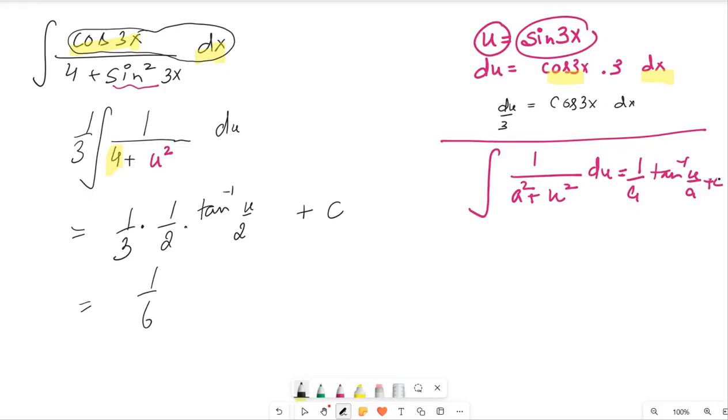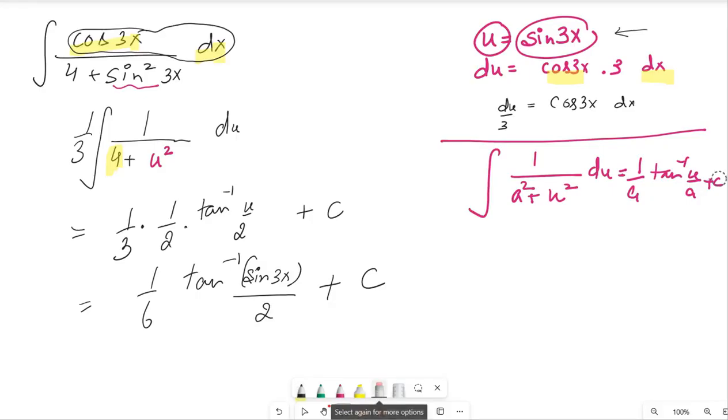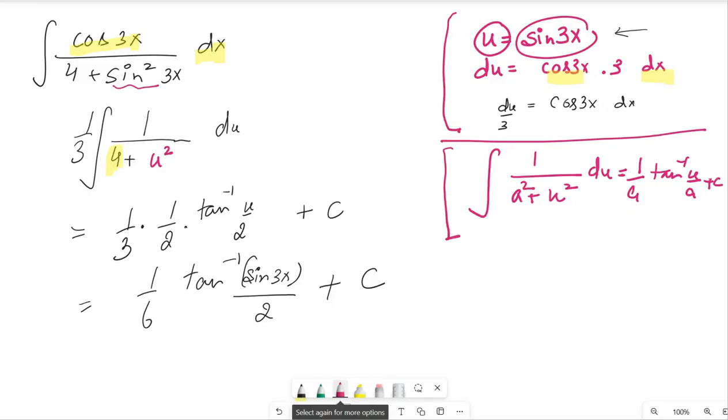2 times 3 is 6. The u is not u, right? We have to answer in terms of x. So u is replaced back, not 2x, sorry, as sine of 3x divided by 2 plus c. That should be your final answer. Okay, so one more time, when you have something like this, we first need to do substitution. By substitution, we can use the integration of inverse trigonometric functions rule.